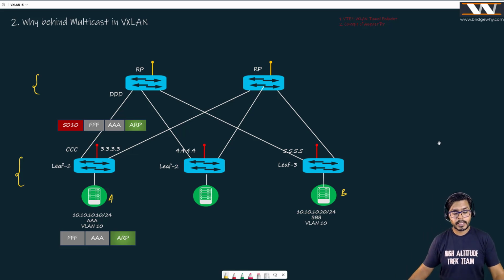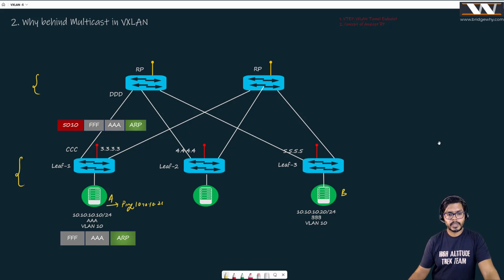They want to communicate with each other, and I am going to say that host A is running ping 10.10.10.20. It is in the same VLAN, and that is my problem. I know the IP address, I do not know the MAC, and that is why I'm going to generate the ARP message. The ARP message source is going to be my own address, and destination is going to be all F. You all know about it, right?